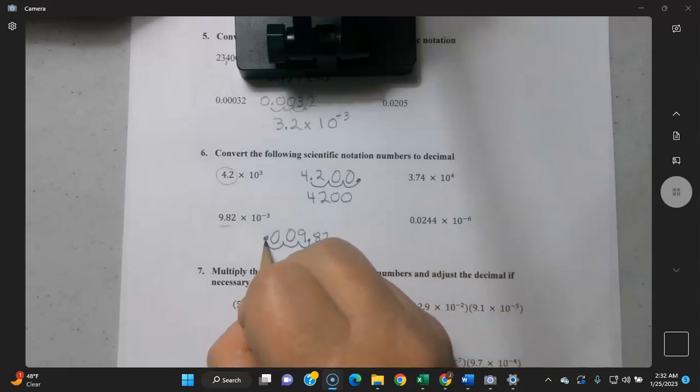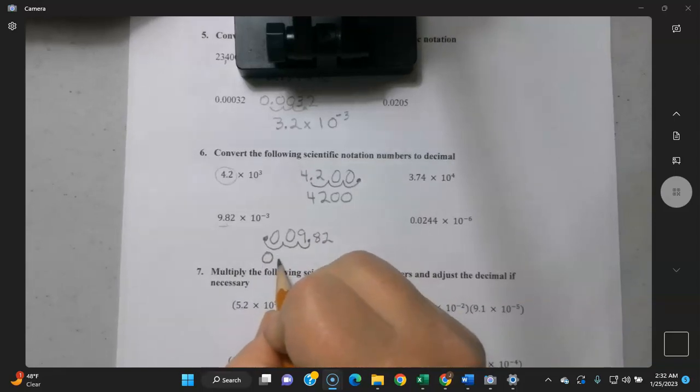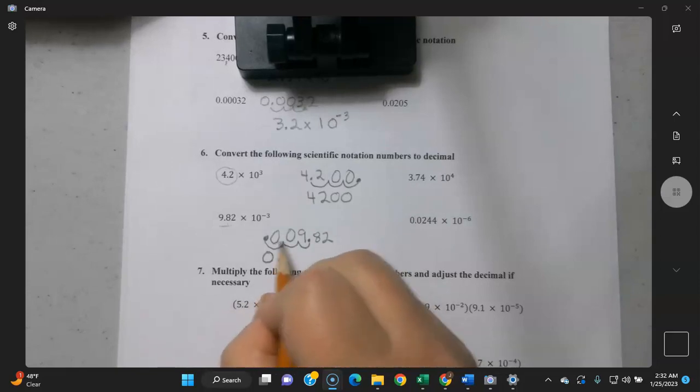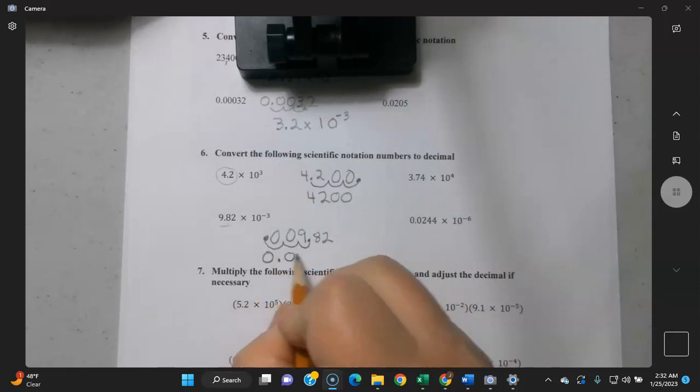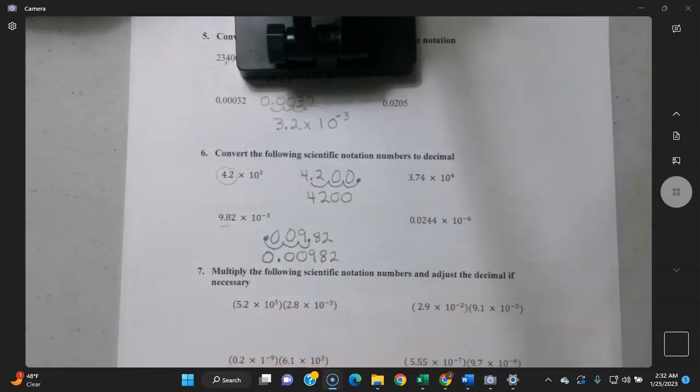Typically, you write a leading 0 in front of a decimal point. It doesn't change the value of the number. It's just the way it's usually done. In fact, I would say always done. So it's 0. Now write the rest of it here. 0, 0, 9, 8, 2. And that's your final answer for that question.